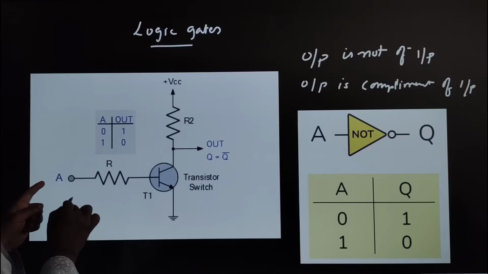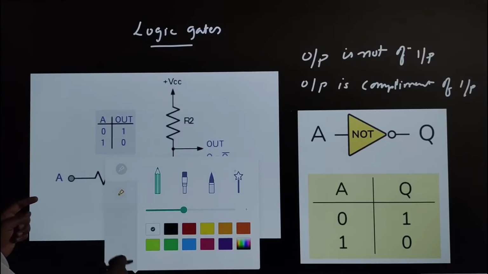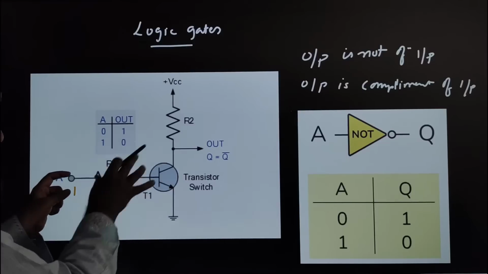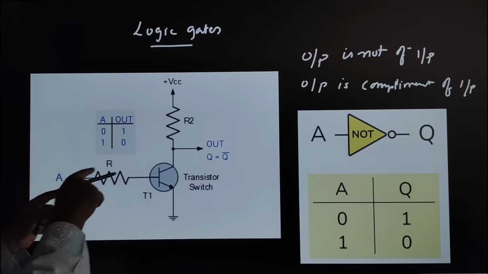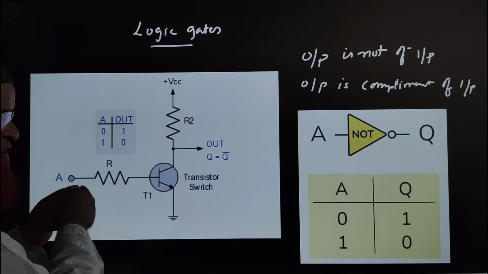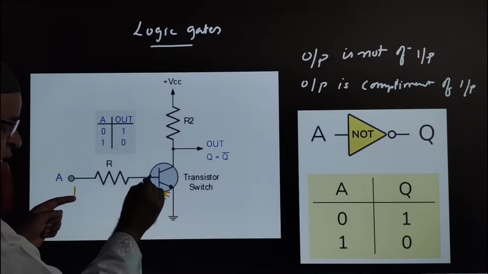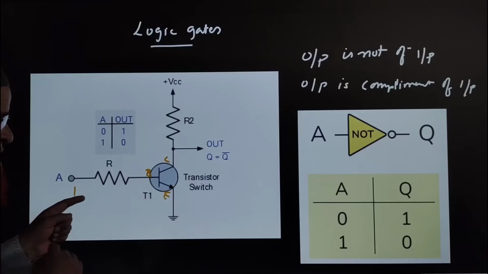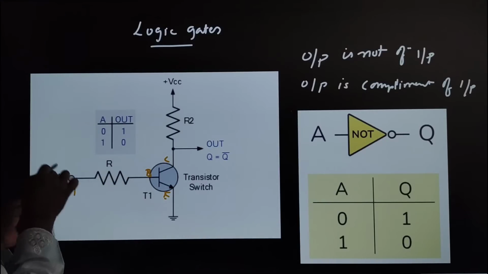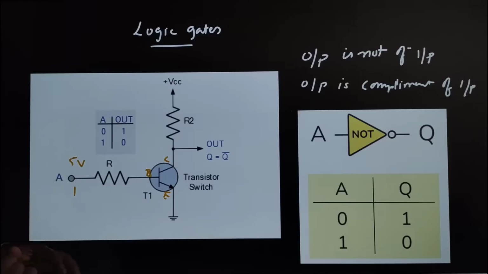So if input is 1, that means the transistor starts working. Input is 1 means the base emitter junction is forward bias. This is emitter, this is base, and this is collector. Whenever the base emitter junction is forward bias, 1 means you are supplying 5 volts. That is the meaning of 1.